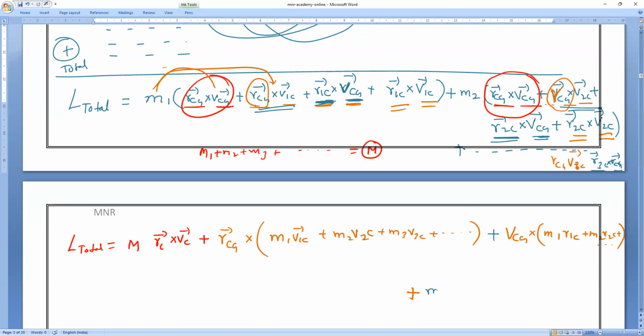So what will happen? M1 into R1C into V1C, plus M2 into R2C into V2C, plus and so on. Any doubt? You can ask me. Till here, any doubt in this step?